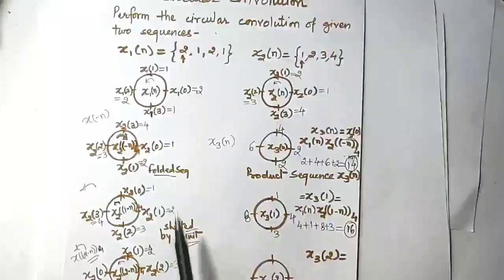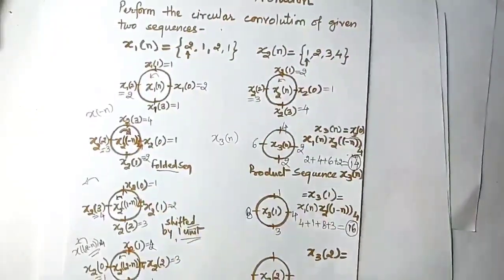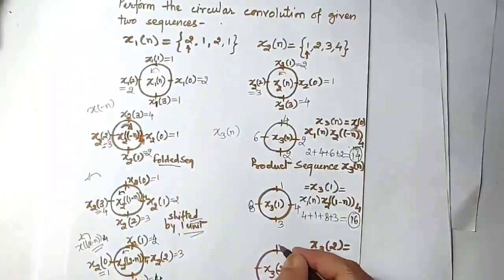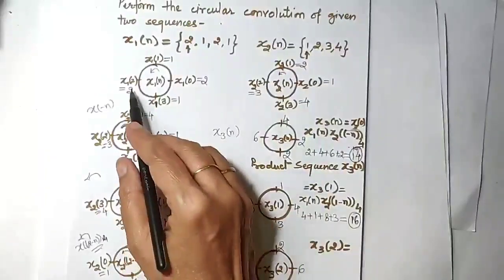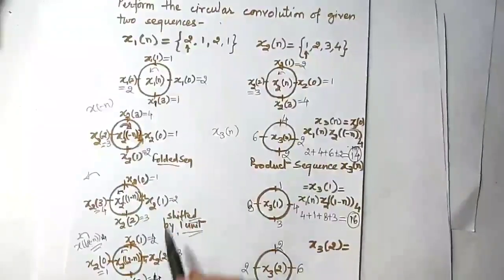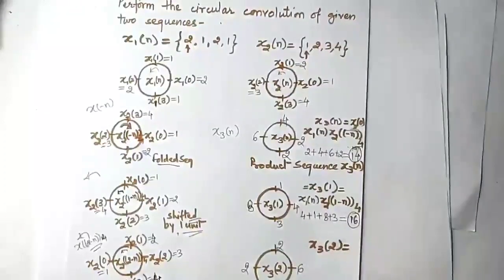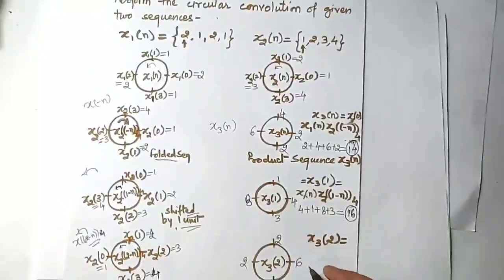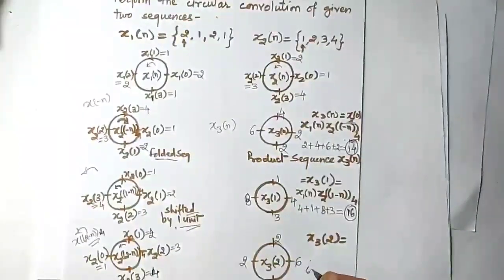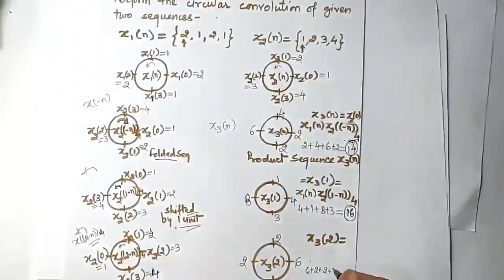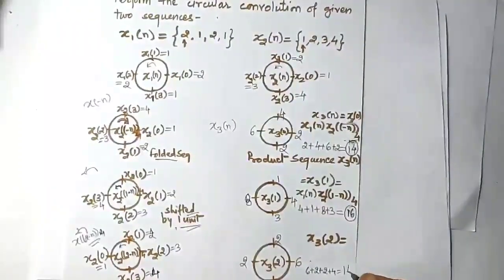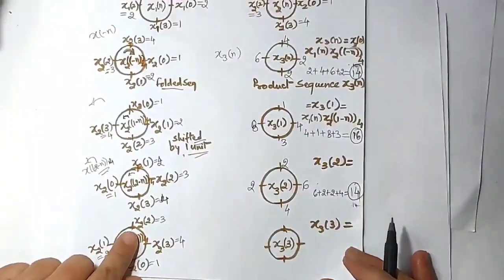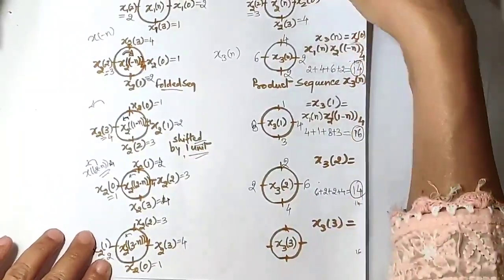So I have written here the values 1, 2, 3 and 4. Now we multiply this by the red sequence. So it is 3 into 2, 6, 2 into 1, 2, 1 into 2, 2, and 4 into 1, again 4. So for the 2 unit shift, the sum of samples, that is 6 plus 2 plus 2 plus 4, will be equal to 14. This is the way.